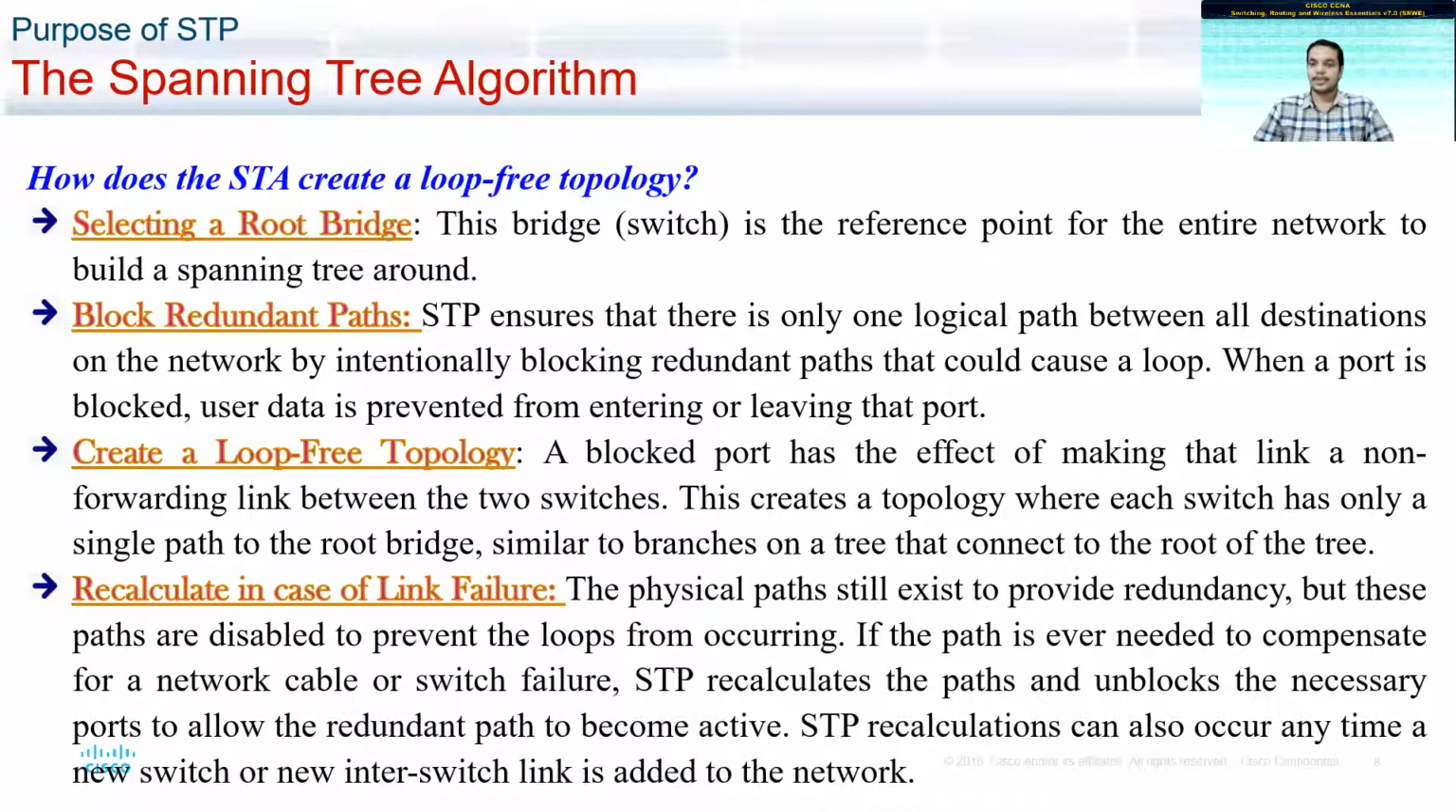When a port is blocked, user data is prevented from entering or leaving that particular port. The third step is to create a loop-free topology. That means there is only one single path available from the root switch to all the other switches. There are no multiple paths between any 2 switches. The last step is, in case of a failure, if a link or a port goes down, STP should be able to recalculate the entire thing and reopen the ports that were blocked in the earlier calculation, so that there is always a path between the switches in the network.